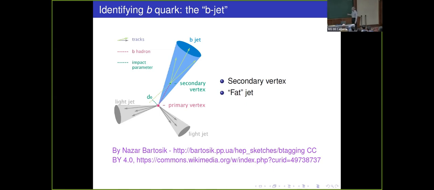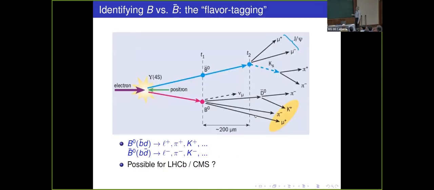The second indication of identifying a B quark is that the jet formed by a B quark is slightly wider than the jet formed by lighter quarks, and you will sometimes hear the term fat jet when you read in papers or in articles. Another term that we will often use while talking about decays of B mesons is so-called B tagging. Now, this comes because of the following.